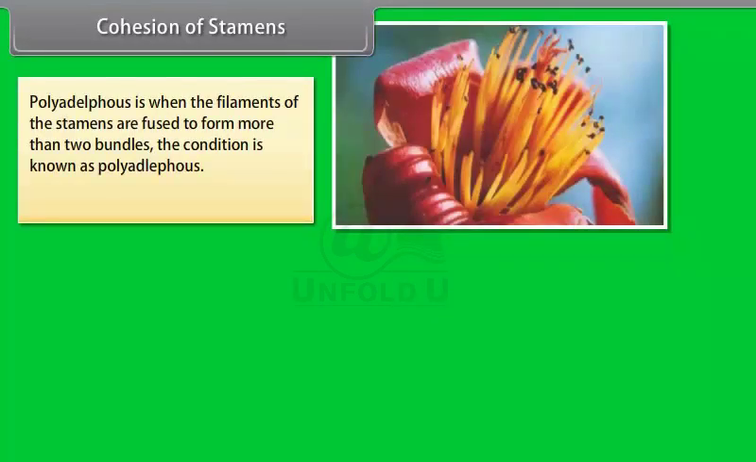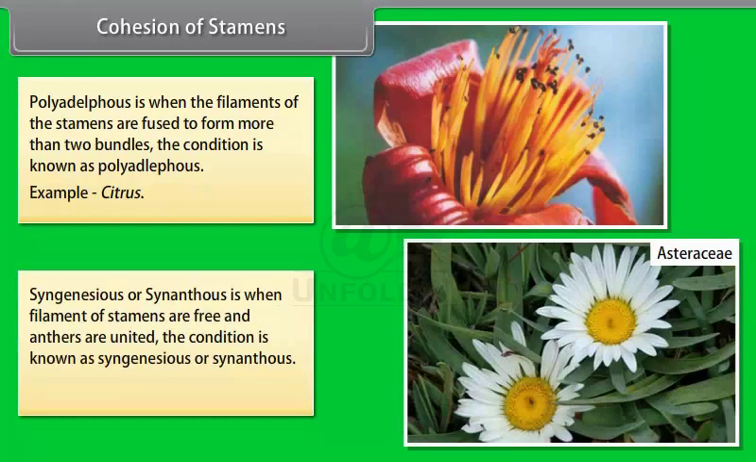Polyadelphous is when the filaments of the stamens are fused to form more than two bundles. Example, citrus. Syngenesious or synantherous is when the filaments of stamens are free and anthers are united. Example, Asteraceae.